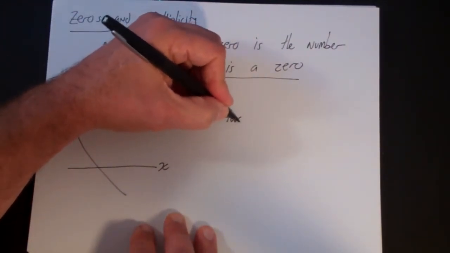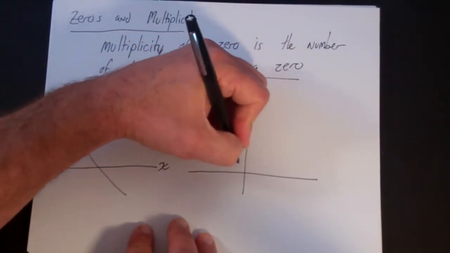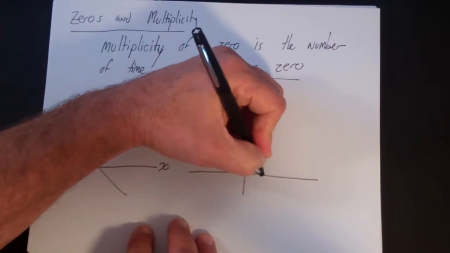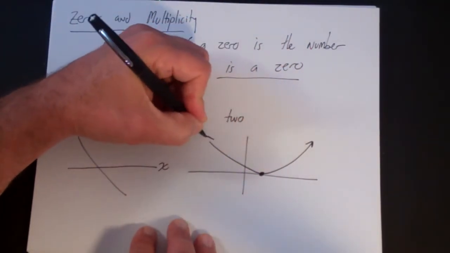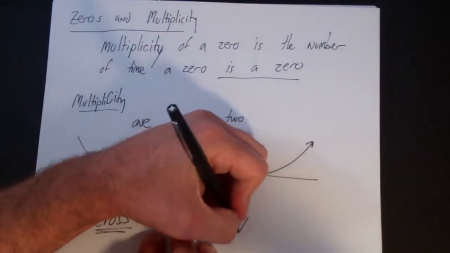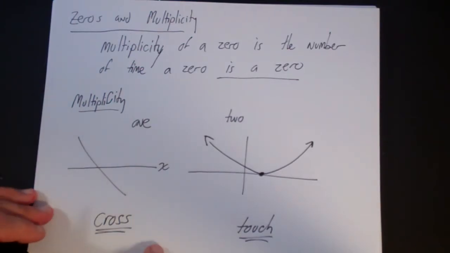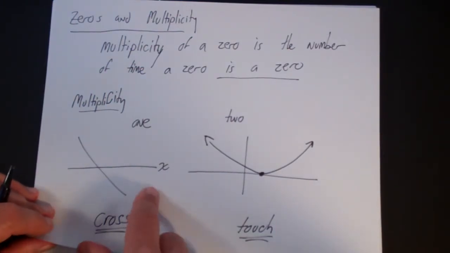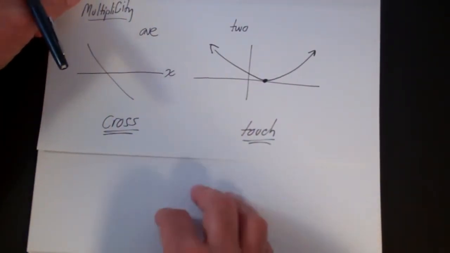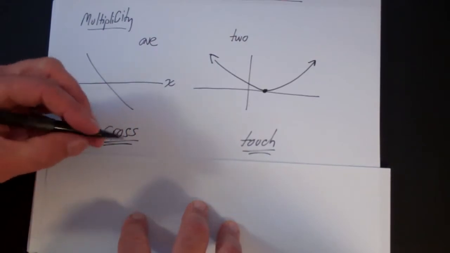If you have a multiplicity of 2, somewhere it's going to be tangent to the x-axis. So we say this is a cross, and this is a touch or a tangent. Actually, it's the same thing. Tangent is Latin for touch. So if you have a multiplicity of 1, it's going to cross the x-axis. If you have a multiplicity of 2, it's going to be a touch.